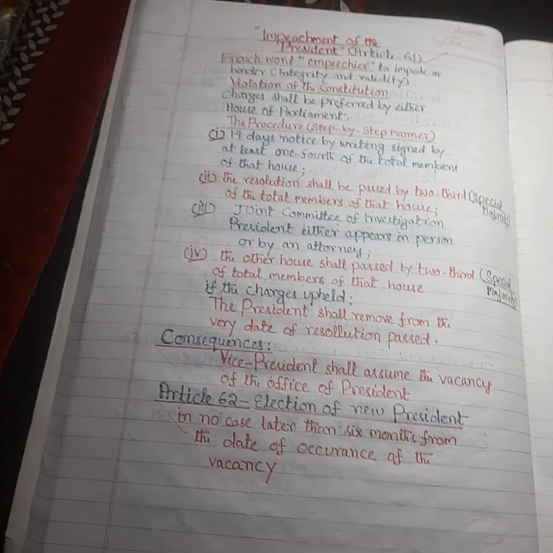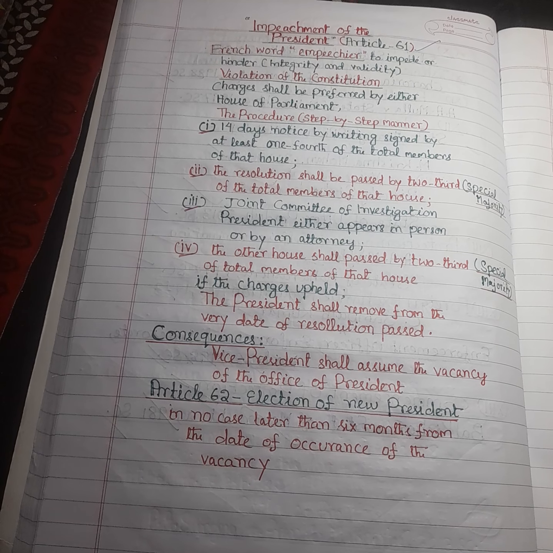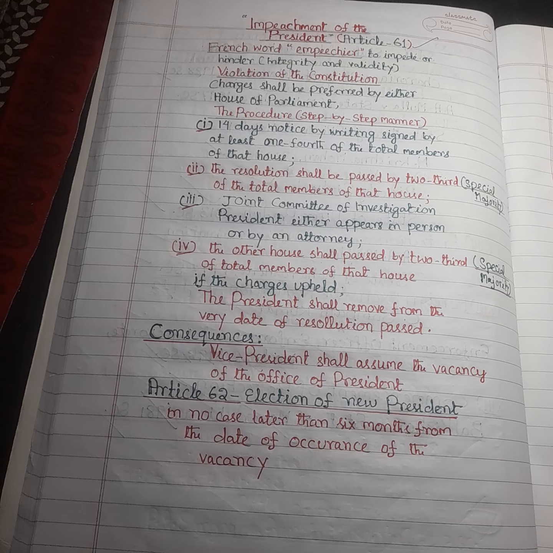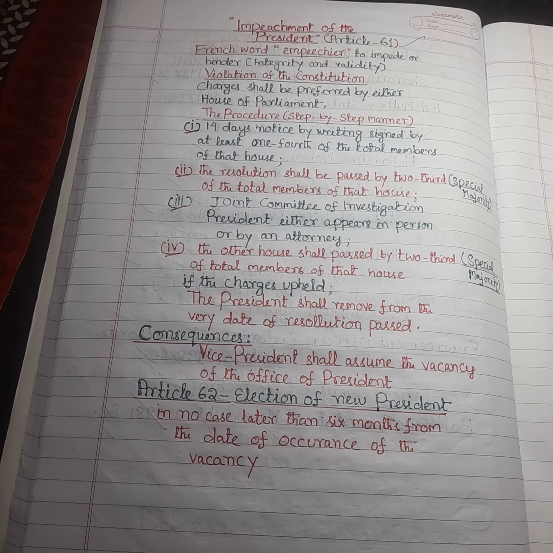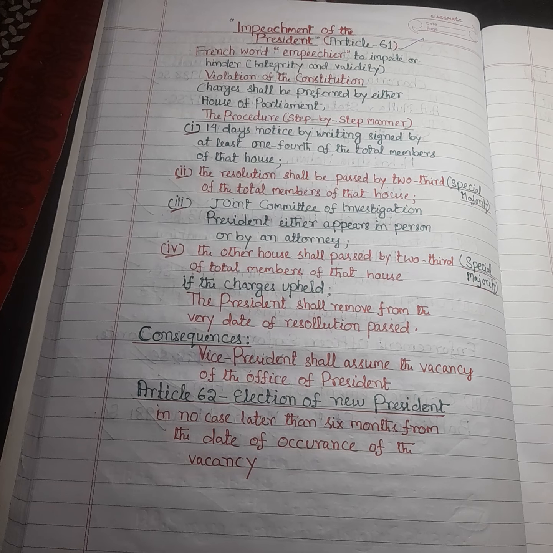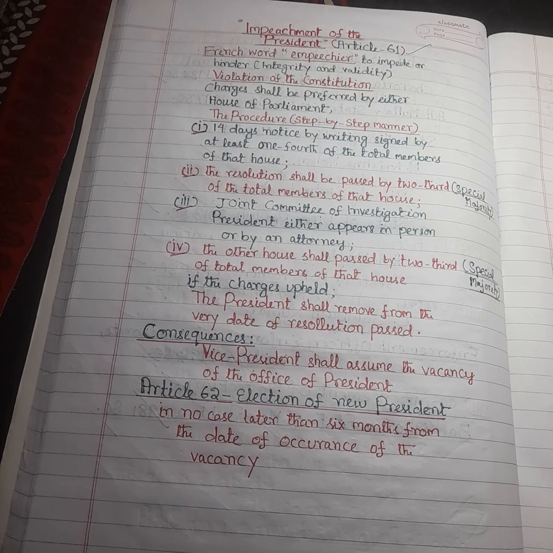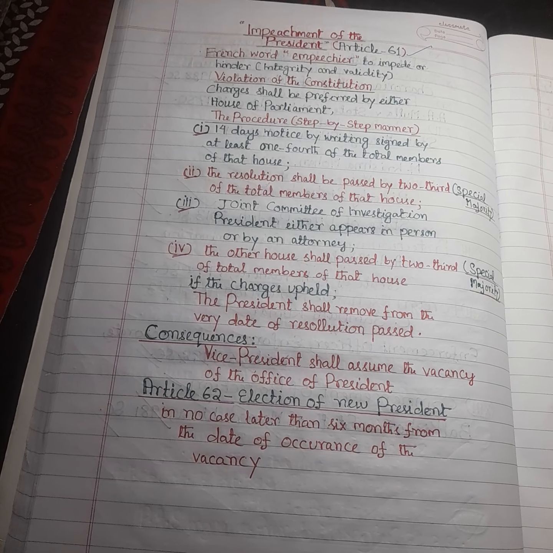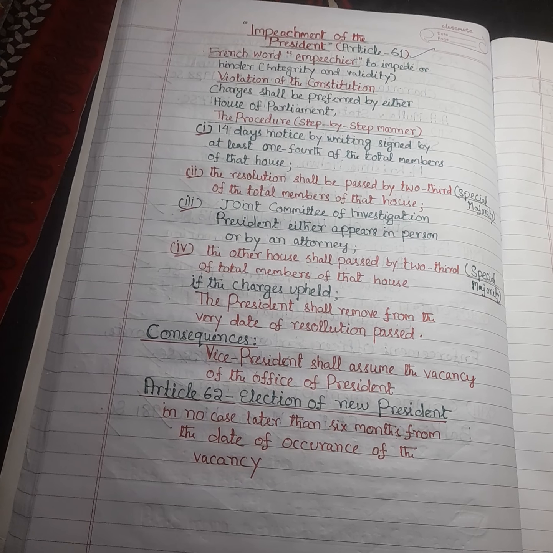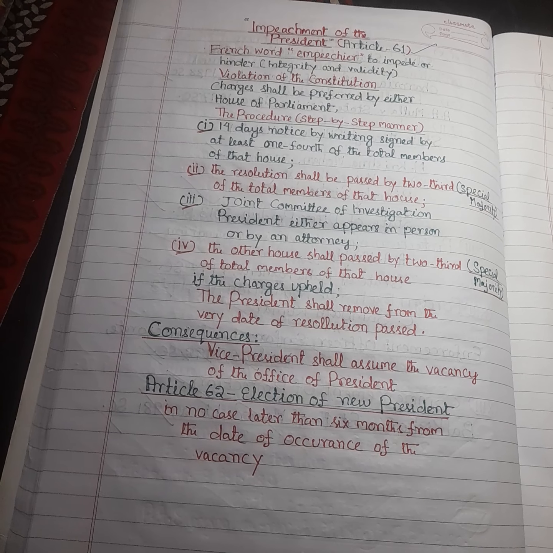the idea of impeachment of the President or the head of the state is borrowed from the Constitution of the United States of America, as in the United States of America's Constitution, Article 2 provides the procedure of impeachment of the President of the United States of America. So in India, as provided, it is under Article 61 of our Constitution.